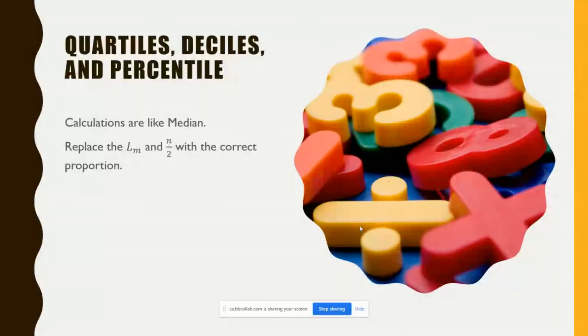Okay, very good. So let's continue with the presentation. We understood what grouped data is, and also we understood the median. Now let us take the median topic a little further and extend it to other places like quartiles, percentiles, and deciles. The concept is very similar to the median.